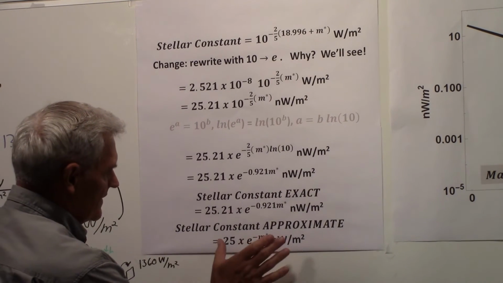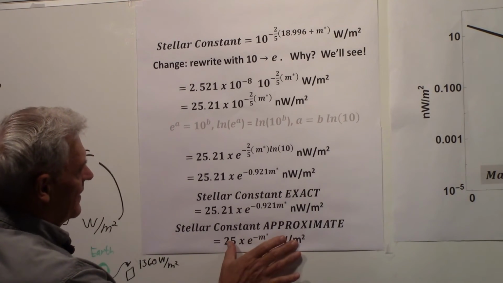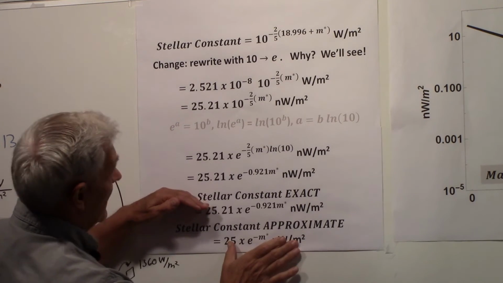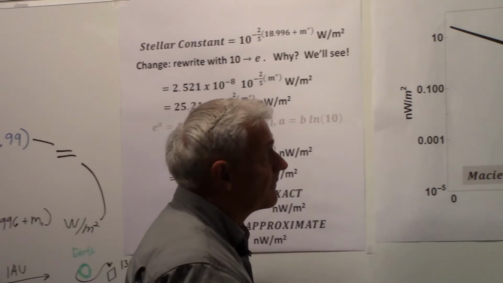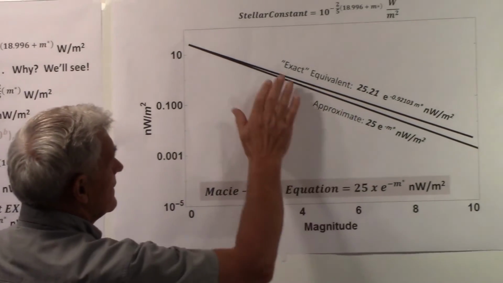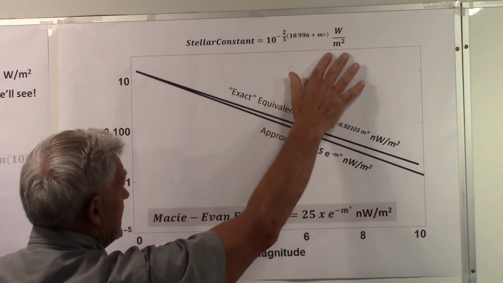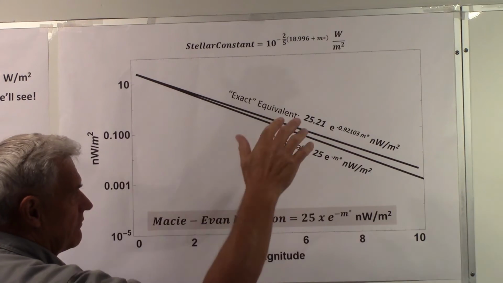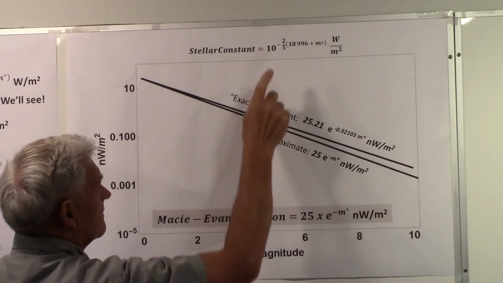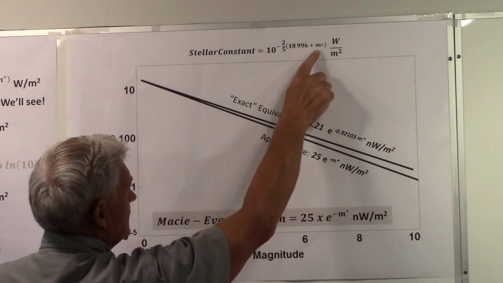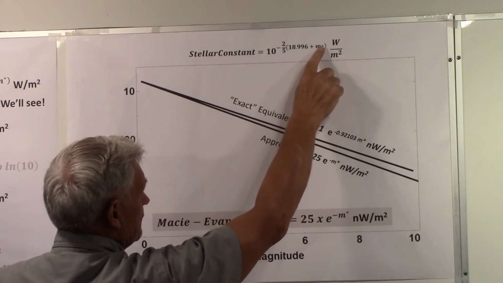So how does this approximation compare with this exact expression? So if we come over here, here's our exact expression the way we originally wrote it with 10, and this should be a superscript M.